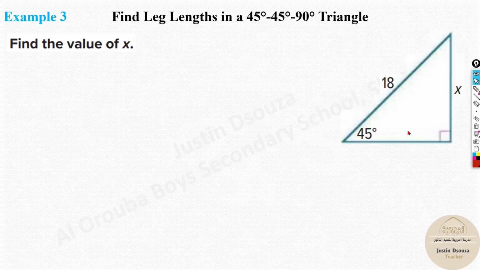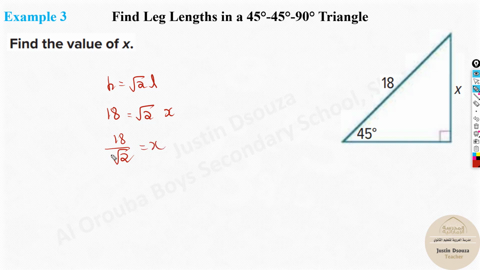Now here, they have given us the hypotenuse. All you need to do is find x. Again, it's very simple. One is 45, that means the other one is also 45. So just remember, hypotenuse will be equal to root 2 times leg. What is hypotenuse? It's 18. Root 2 times leg. What is leg? Unknown x. So take it to the other side. 18 divided by root 2 is the answer to x.